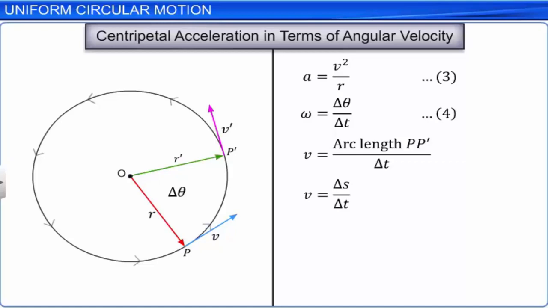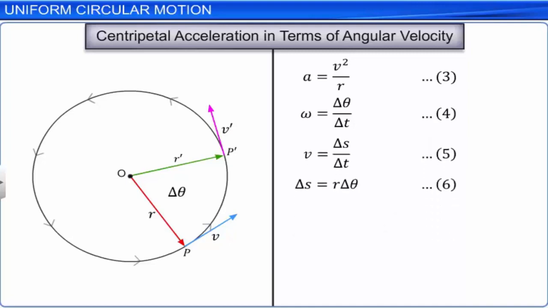Substituting 6 in 5, we get v is equal to r delta theta by delta t. Let this be equation 7. Substituting 4 in 7, we get v is equal to r omega. Let this be equation 8. Now, substituting equation 8 in 3, we get centripetal acceleration a_c is equal to omega square into r.